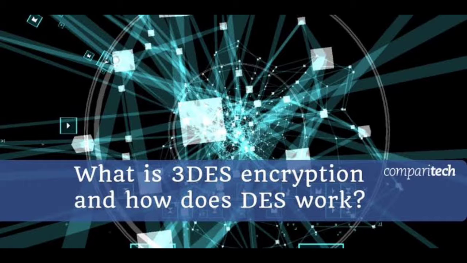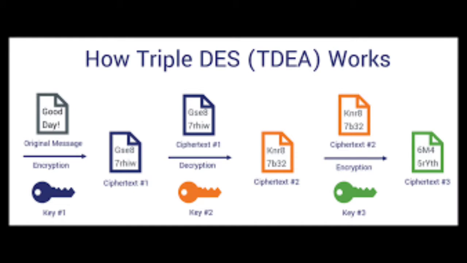What is 3DES encryption and how does DES work? 3DES is an encryption cipher that was derived from the original Data Encryption Standard. Although it will be deprecated in 2023, it's still implemented in some situations. Since it is based on one of the first widely published and studied algorithms, DES, it's still important to learn about what 3DES is and how it works.